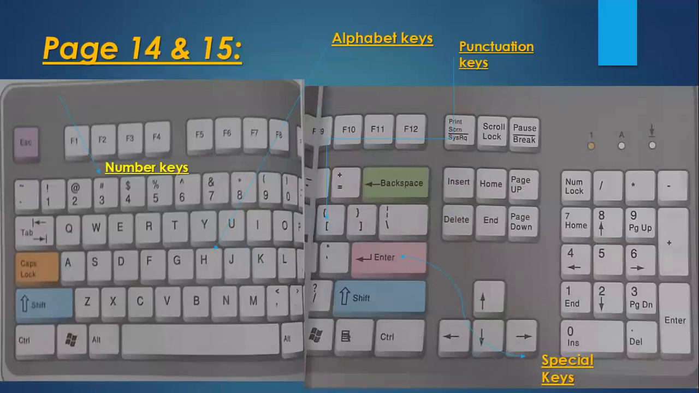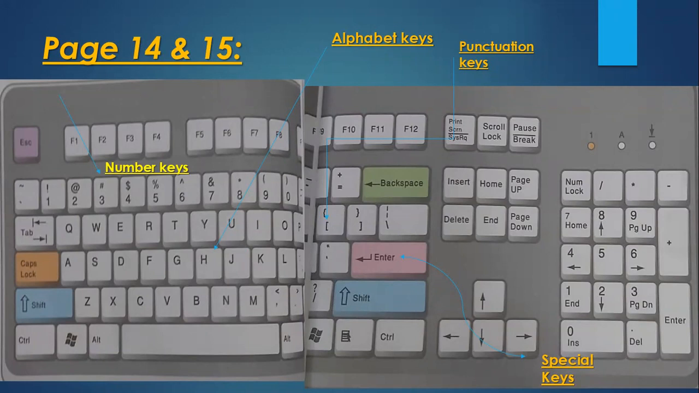Now open your book and look at page number 14 and 15. Here they give us the picture of a keyboard. Now I show you this picture in this form so you can understand it more clearly. Look at the very first arrow, which shows us the number keys. These are the number keys which are present on the keyboard.